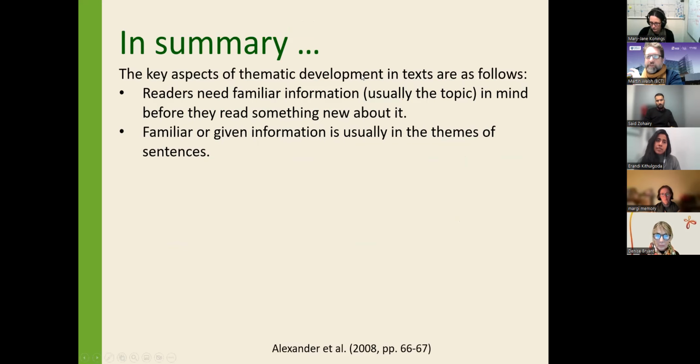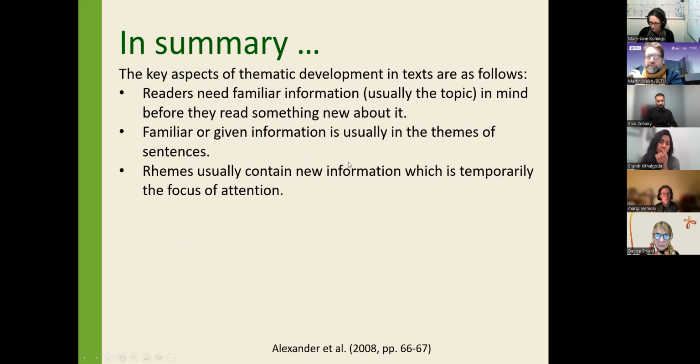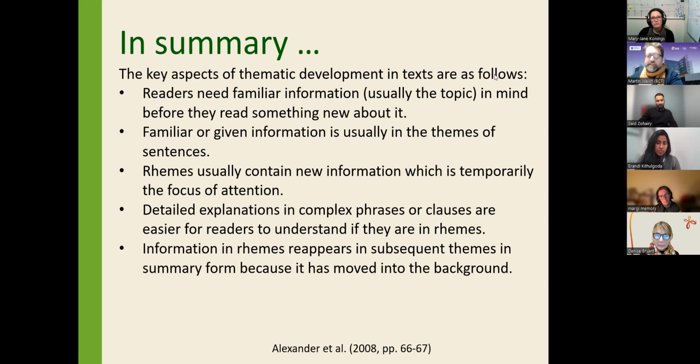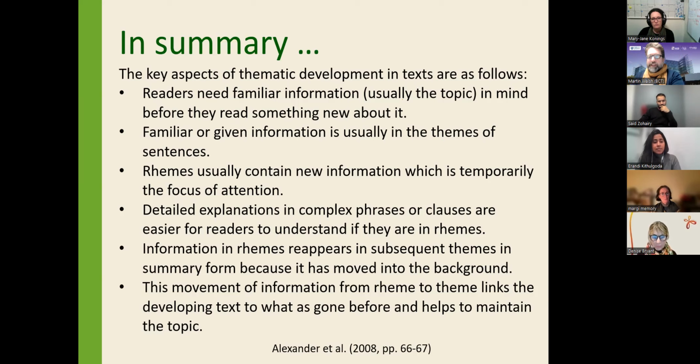Familiar, or given, information is usually in the theme position of the sentence. Rhemes contain new information, which is temporarily the focus of attention. And then detailed explanations or complex phrases or clauses are easier to read if they're in the rhemes. Information in rhemes usually reappears in a summary form later in the text, like "this" or "this process" or "this problem", because it's moved into the background. And the movement of information from rheme to theme links the developing text to what has gone before and helps to maintain the topic.